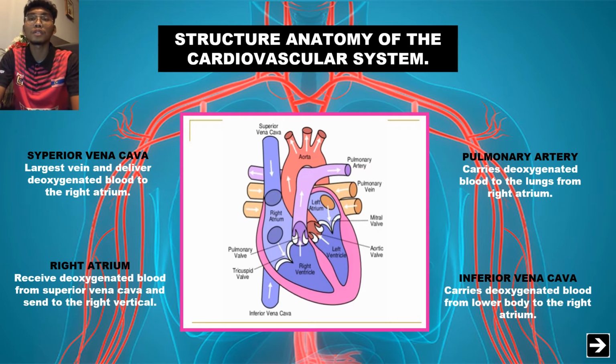So we have the superior vena cava, the largest vein, delivering the blood to the right atrium. The right atrium receives the blood from the superior vena cava and sends it to the right ventricle. The pulmonary artery carries the blood to the lungs from the right ventricle. And the inferior vena cava carries the blood from the lower body to the right atrium.